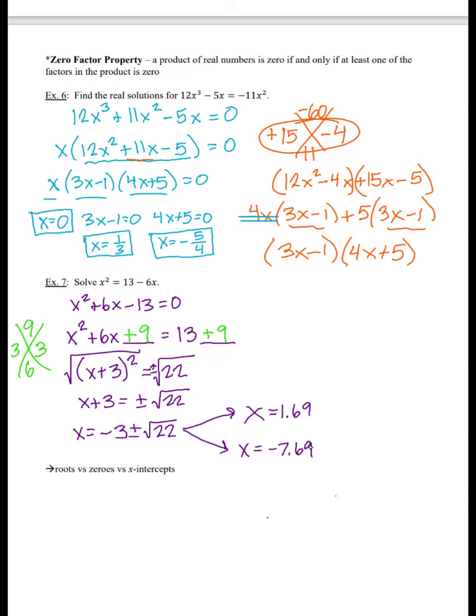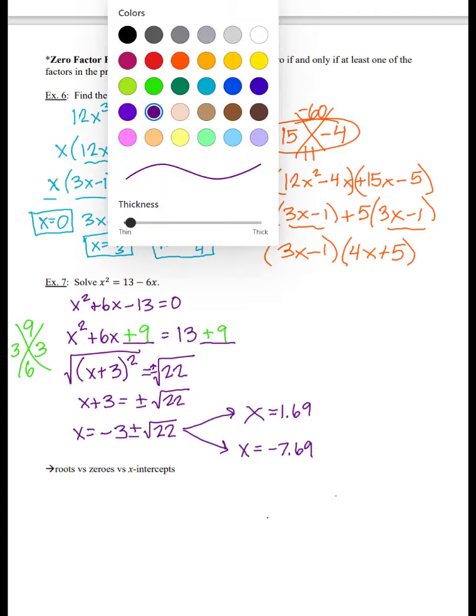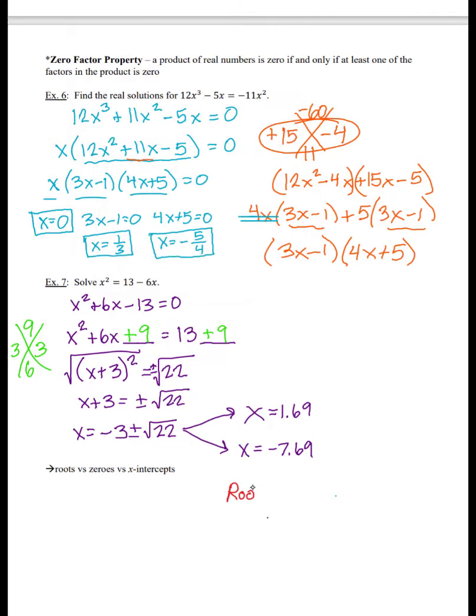Our solutions have different terminology. There's multiple names for these depending on the perspective of the problem. So just to clarify, roots versus zeros versus x-intercepts. These values would be, switch colors to make little notes down here. If we talk about these numbers as roots, they are the roots of the equation x squared plus 6x minus 13 equals 0. So we could say these numbers are the roots of that equation where it equals 0.